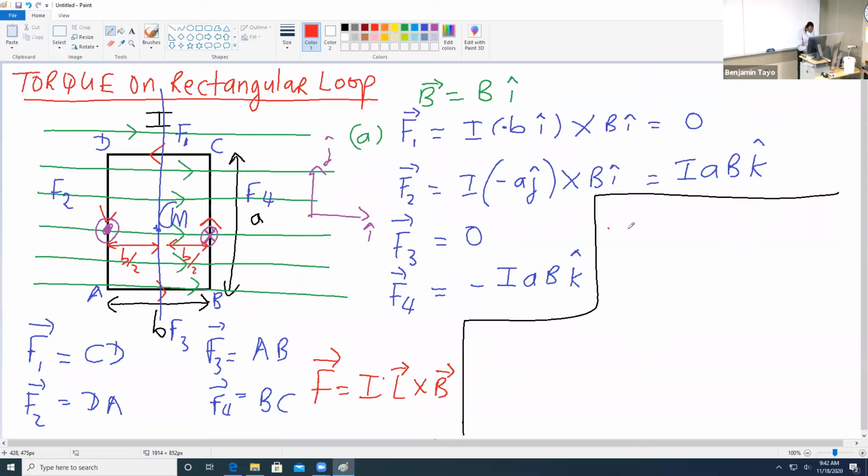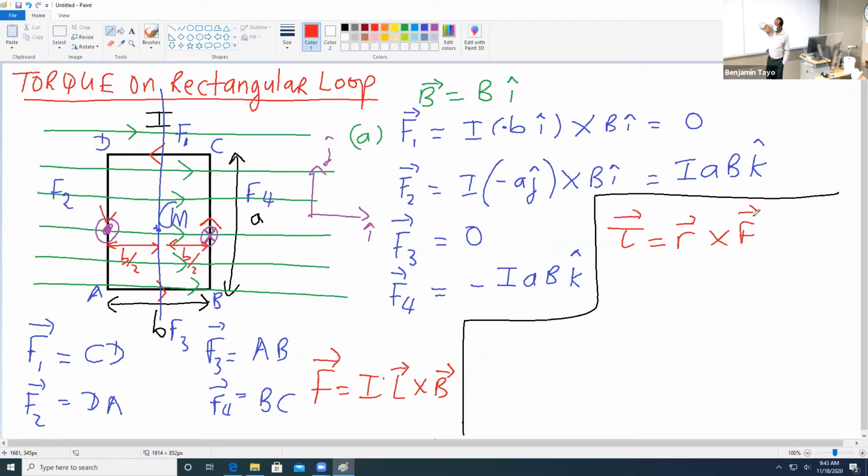Now, when we calculate torque, torque is the cross product of the position vector times force. So you take the position vector and then you just cross it with the force. So I can calculate the torque. I don't need to worry about F1 because F1 is 0. I don't need to worry about F3 because F3 is also 0. So when I calculate the torque, I only take the contributions that come from F2 and F4.